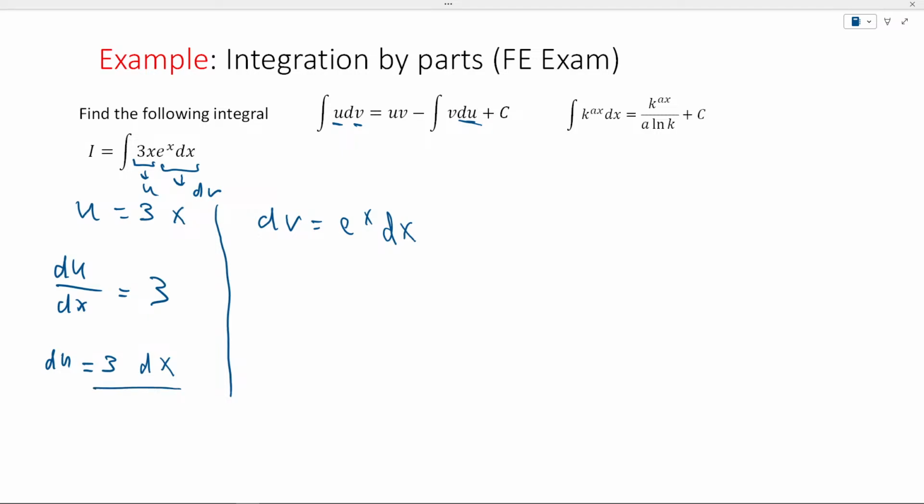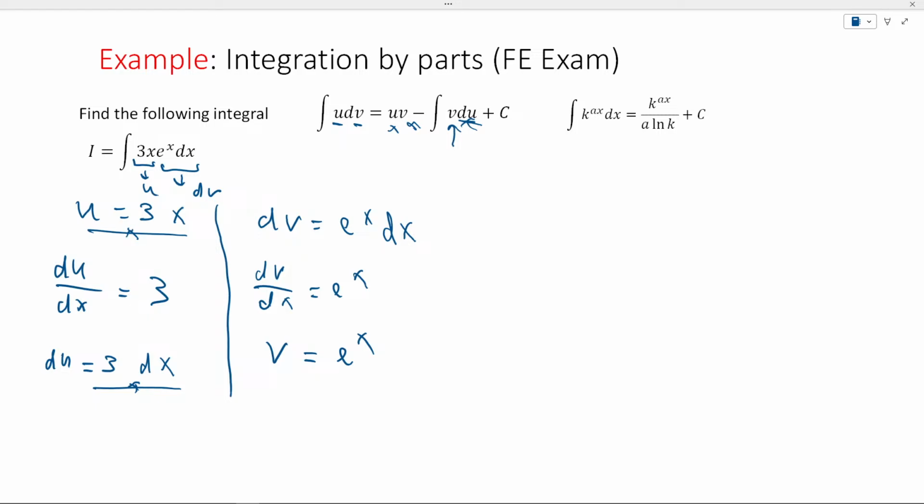Now I have my u here, so I have this one here. Now I need to get this one and this one, which means that I need to integrate this function. So dv over dx is e to the power x. That's my derivative. I need to integrate this function. When you integrate e to the power x, the integral is also e to the power x. So now I have my v function. Okay, so I'm good.